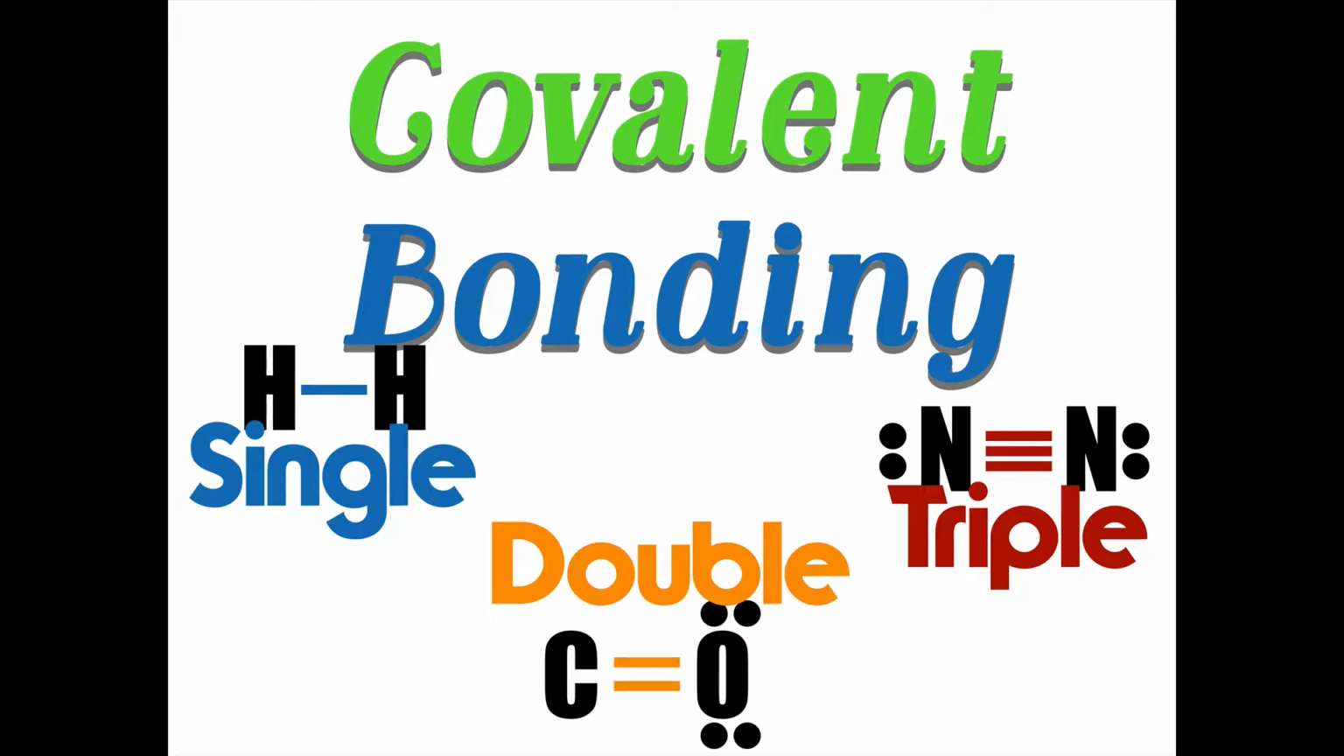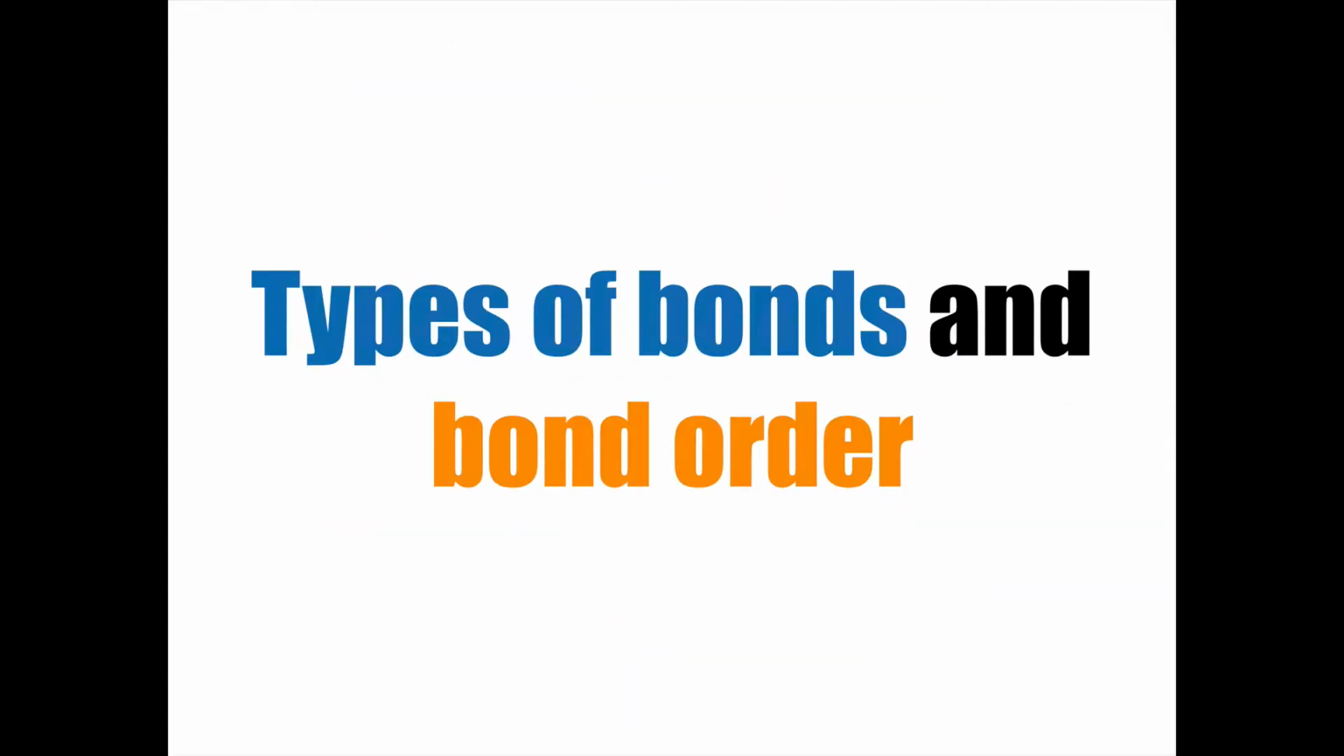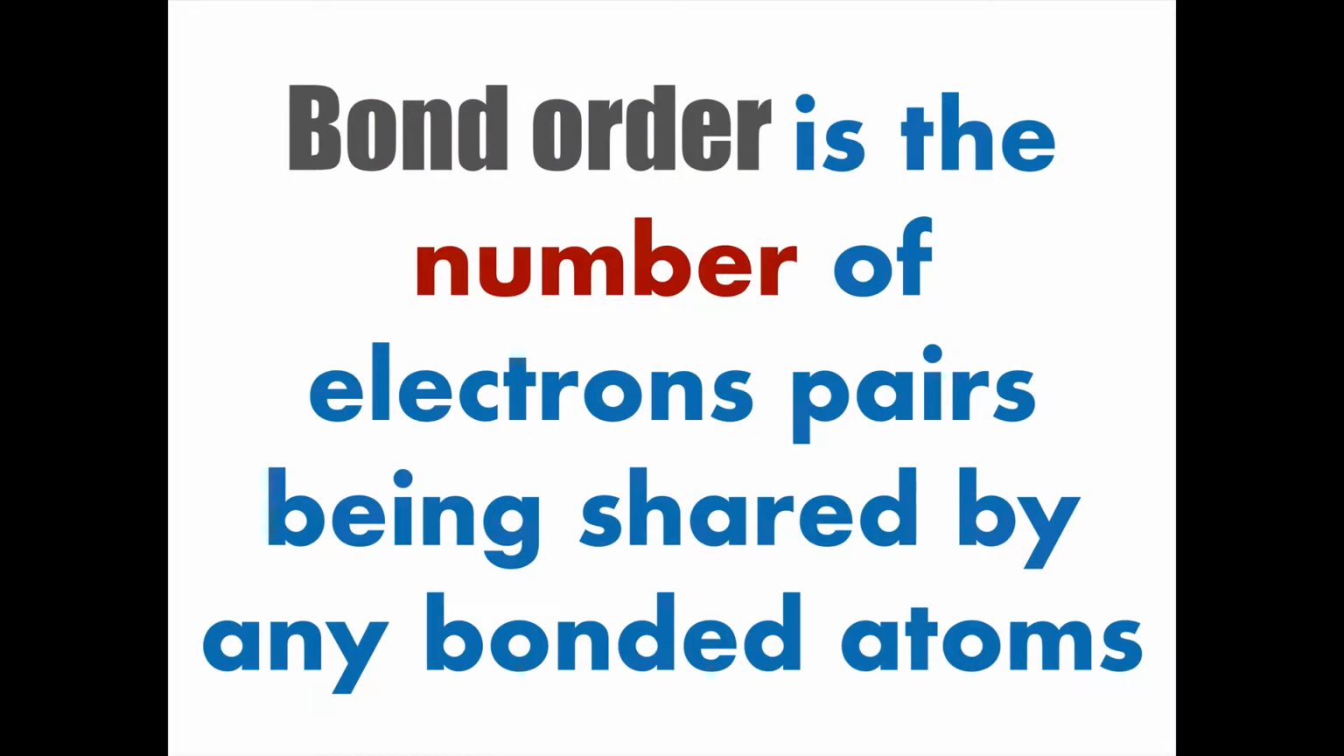In this video, we're continuing our video playlist on covalent bonding. I'm going to be discussing single, double, and triple bonds and how that affects bonding strength and bond length. So let's go ahead and dive in. There are three different types of bonds, and then bond order, that we're going to discuss in this video.